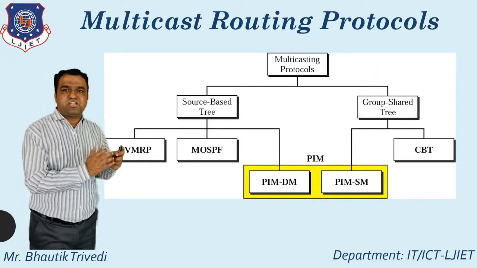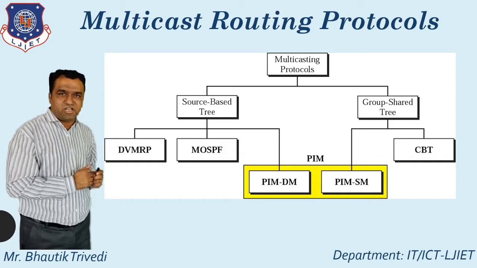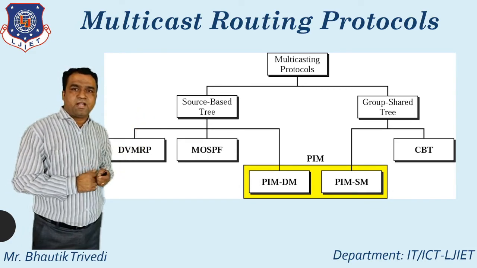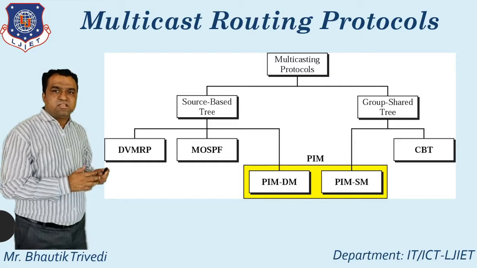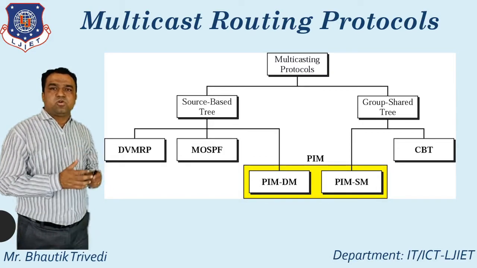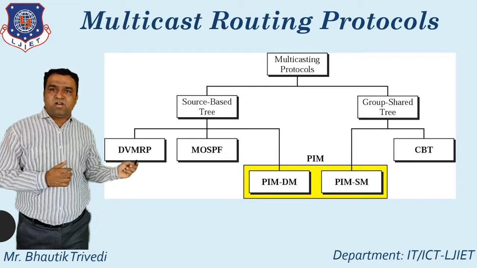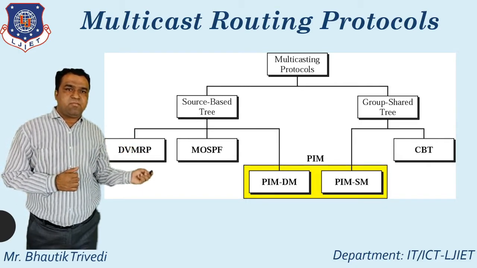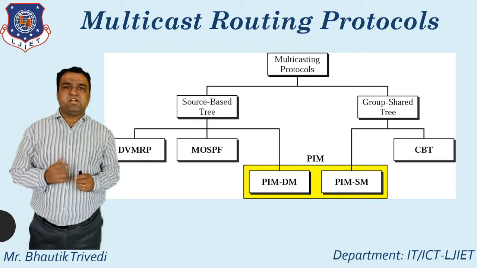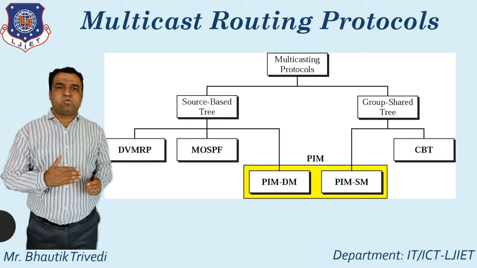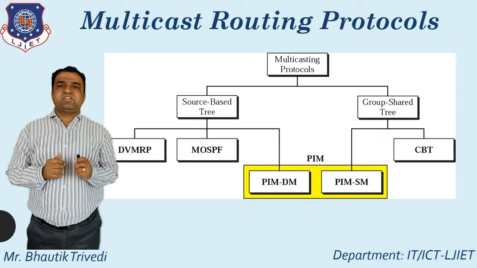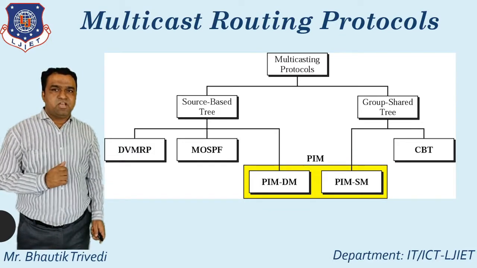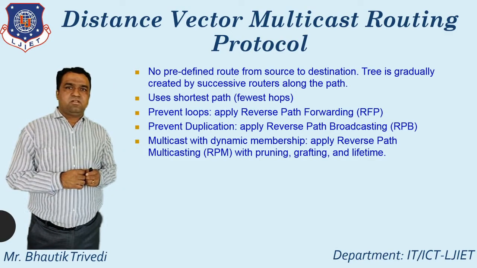Here you can see, at least you know the names of these protocols in a hierarchical manner. First is the multicast routing protocol, which is divided into two parts: one is known as source based tree, the second is known as group based tree. Source based tree is divided into two parts, DVMRP and MOSPF. Group based tree supports PIM and CBT. PIM supports two types, D for dense and S for sparse. So up to this point, at least you know the four names: DVMRP, MOSPF, PIM and CBT. So let's start one by one in an introductory way.